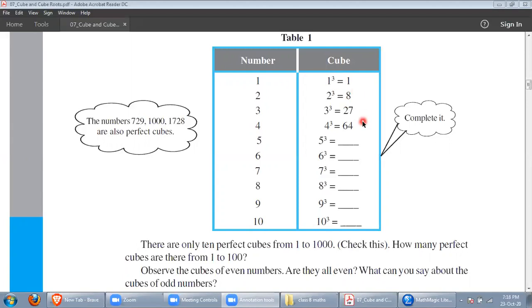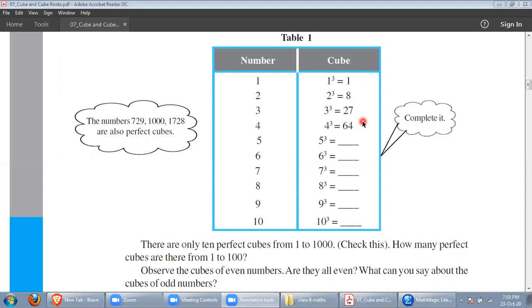1 is a perfect cube, 2 is not a perfect cube, 3 not, 4 not, 5 not, 6 not, 7 not. Yes, 8 is a perfect cube, 9 is not, 10 is not, 11 is not, 12 is not, 13 is not, because there is no natural number which, multiplied 3 times, gives you 13 or 14 or 15. But there is a natural number 3 which, when multiplied 3 times, gives you 27. So 27 is a perfect cube.